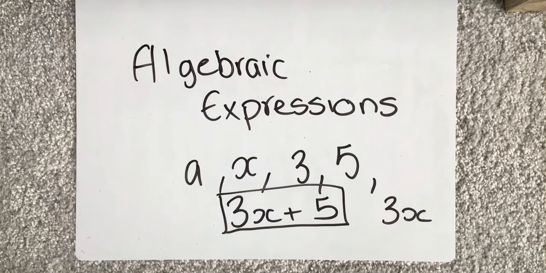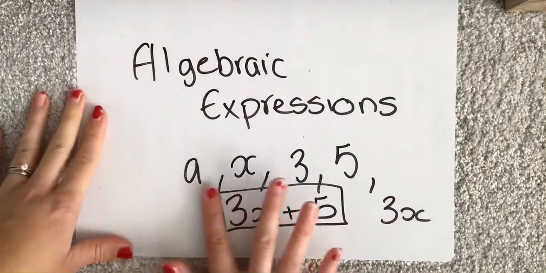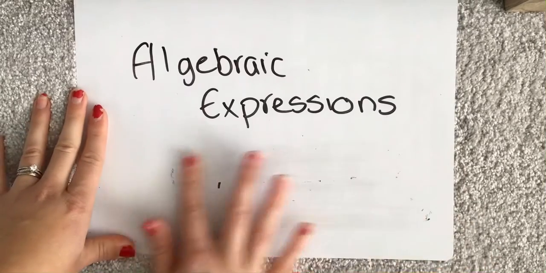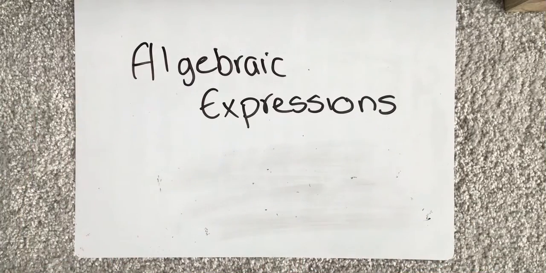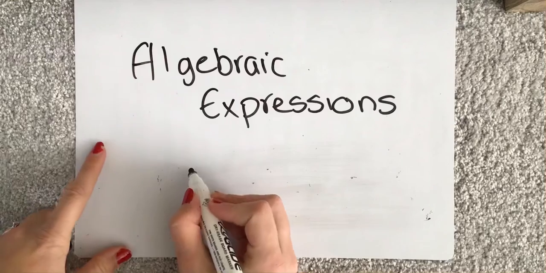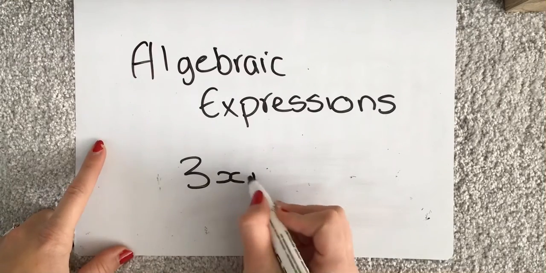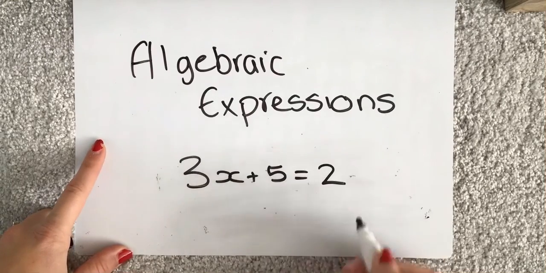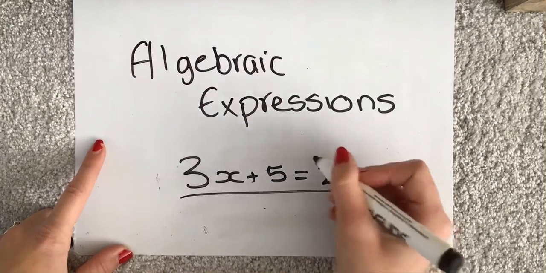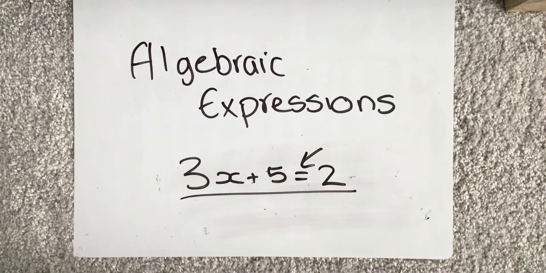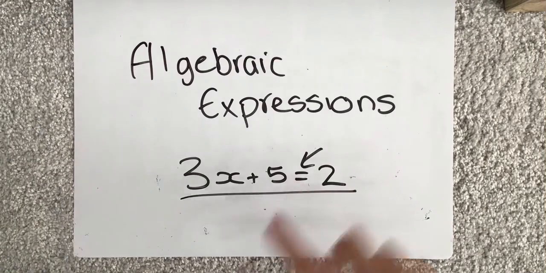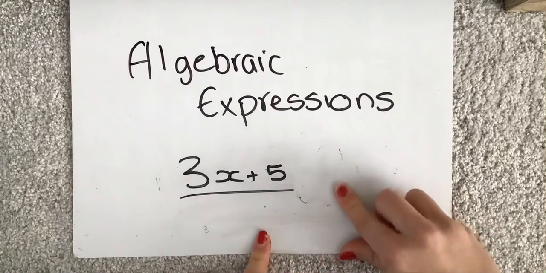Now, we have expressions. We also have things that are slightly different, okay? And this is what we've just got to check we don't get confused with. If we've got something like 3x plus 5 equals 2, that is an equation, okay? As soon as it's got that equal sign, it's an equation rather than an expression. So that equal sign changes everything, okay?